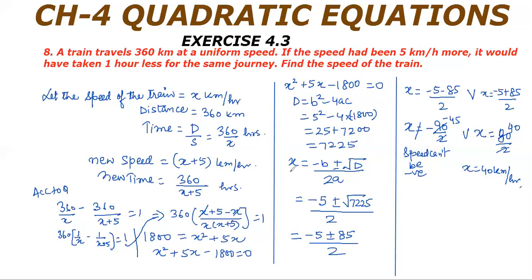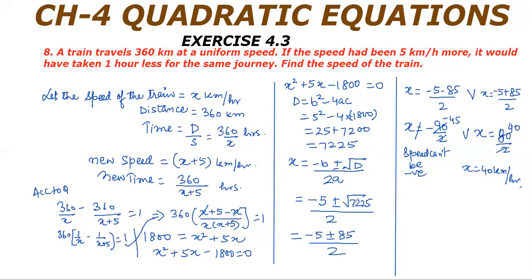Now, what is the quadratic formula? x is equal to minus b plus minus under the root D upon 2a. So minus b is 5. So in place of b, you will write minus 5. This minus sign you will copy as it is. And b is positive, so you will write 5 here.